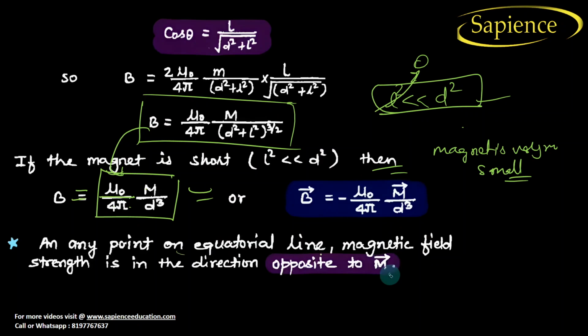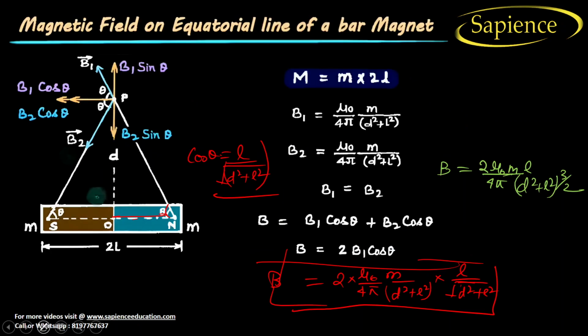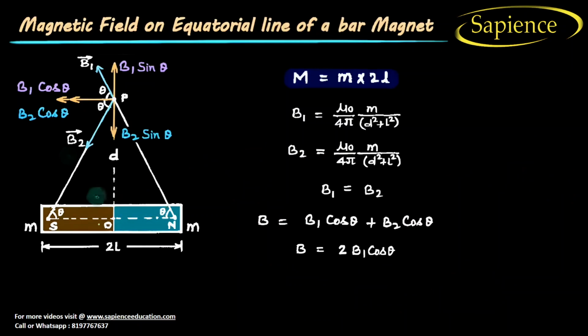So at any point on the equatorial line, the magnetic field strength is in the direction opposite to the magnetic moment. What do you mean by this? See here. As per the diagram, you know that the magnetic dipole moment, capital M, has a direction. Let us suppose capital M has a direction from south to north pole. But what you observe is that the net magnetic field is coming in this direction. So both are in opposite direction.